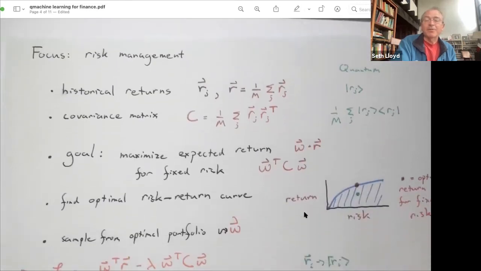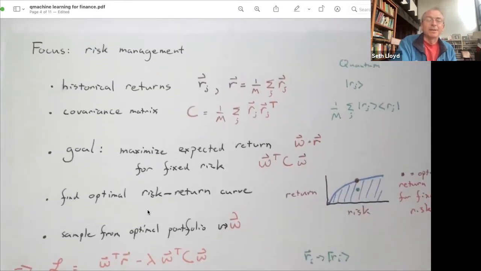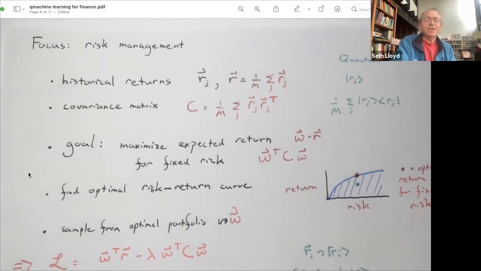Let me actually give a very simple financial example. This was really the first financial algorithm that we looked at. This is classical Markowitz portfolio management. And by the way, I'm aware that this is extremely simplistic and nobody does this, but in fact, there are many variants on this. So I'd just like to show you how this kind of thing works. I'm sure people are familiar with this, but I'll just go over it anyway.